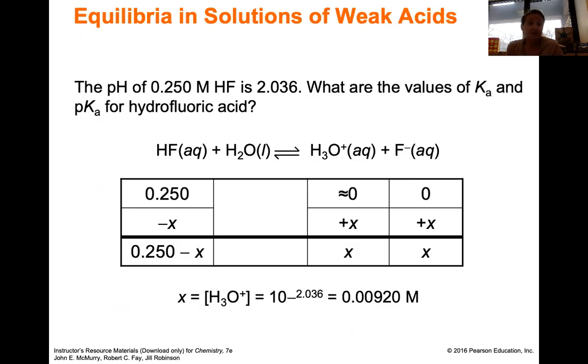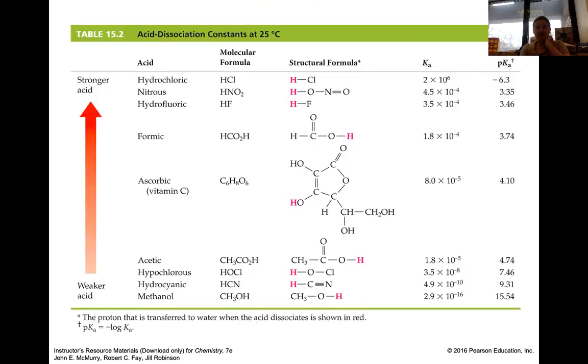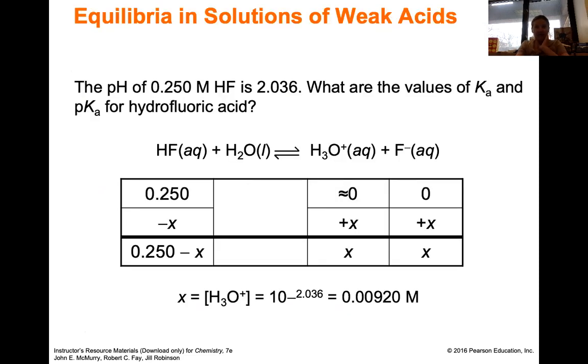So we're going to do problems just like we did in chapter 13, where we're going to use an ICE box. This says, what's the pH of a 0.250 molar solution of HF? Looking back here, HF is the third one, and it's a weak acid, so it doesn't dissociate completely. It gives us the pH, and it wants us to figure out the Ka.